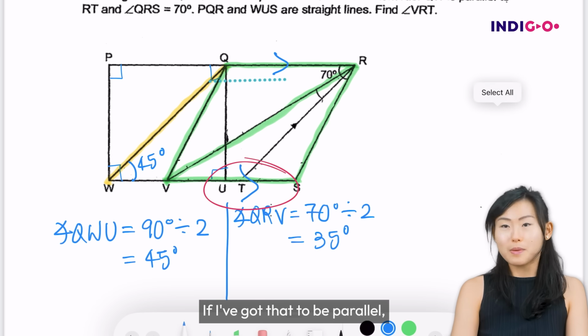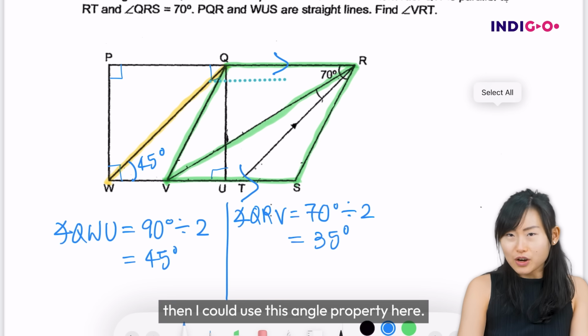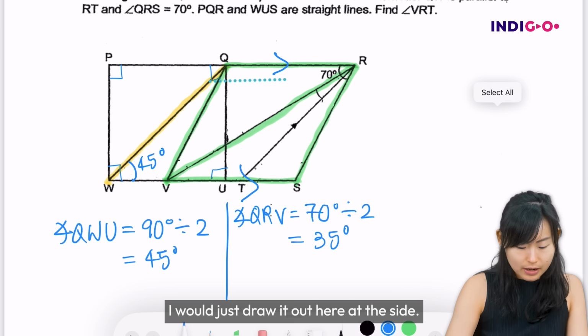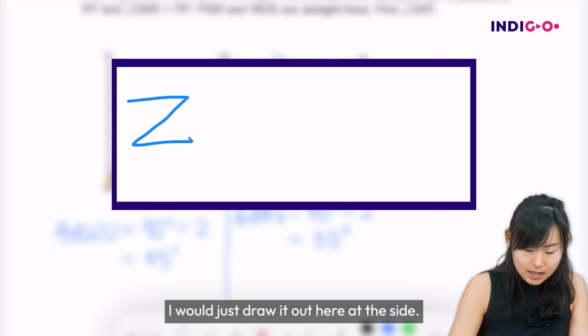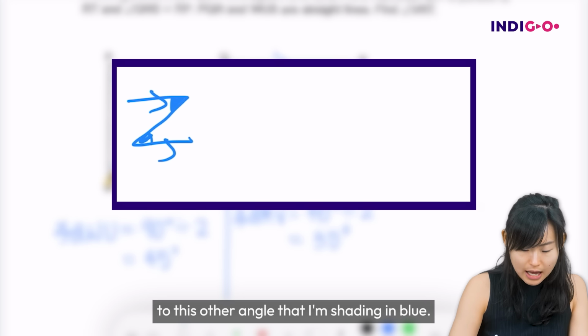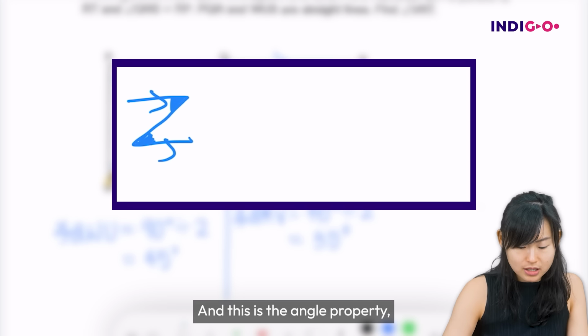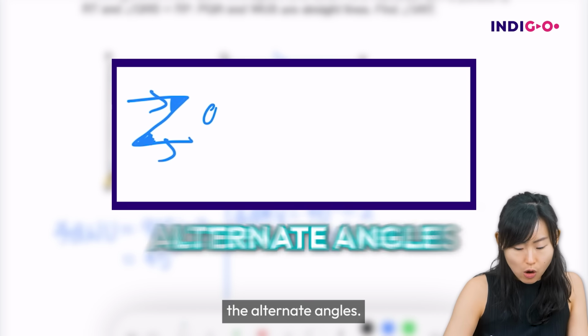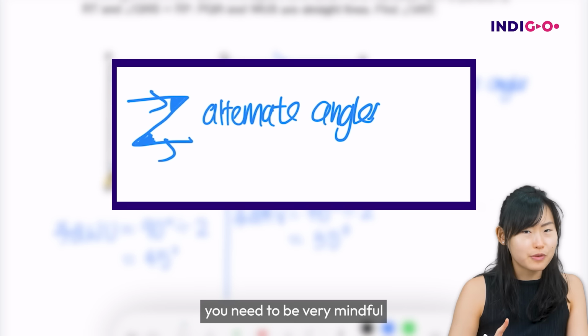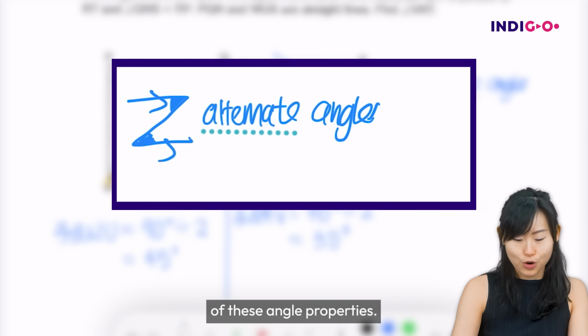If I've got that to be parallel, then I could use this angle property here. Remember the Z shape? I would just draw it out here at the side. If I've got the Z shape here, I can say that this angle that I'm shading in blue is equal to this other angle that I'm shading in blue, and this is the angle property, the alternate angles. So every time you've got parallel lines, you need to be very mindful of these angle properties.